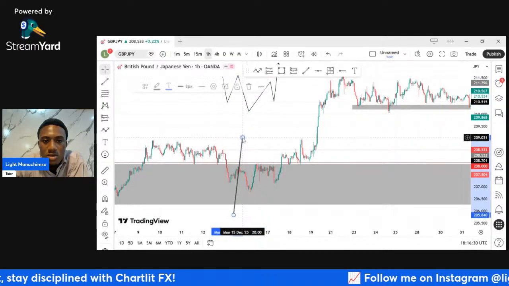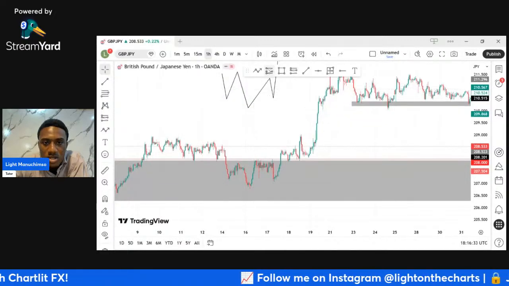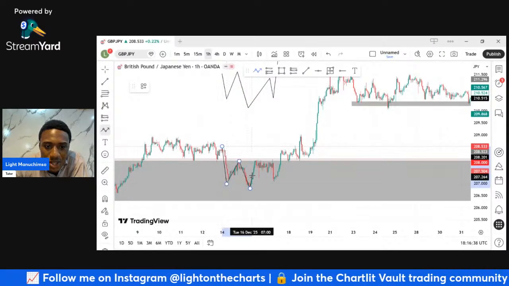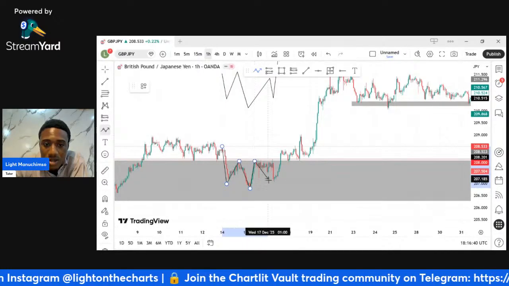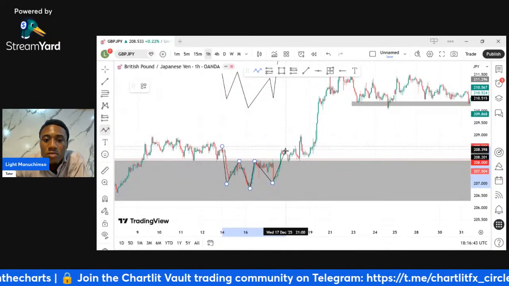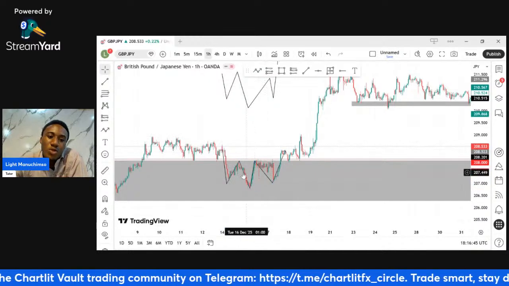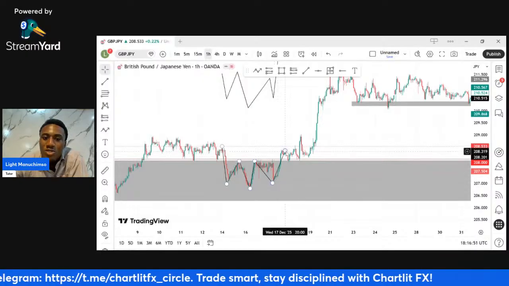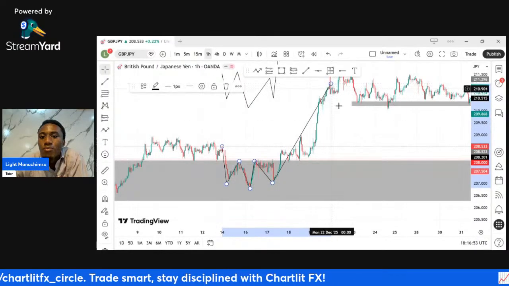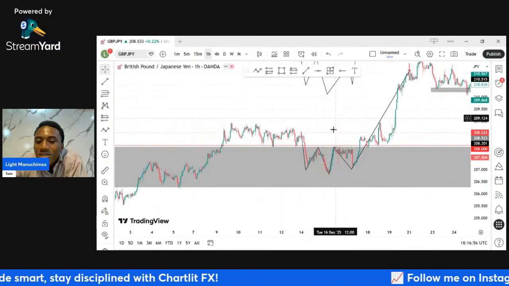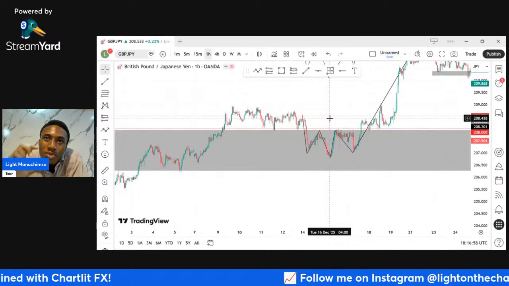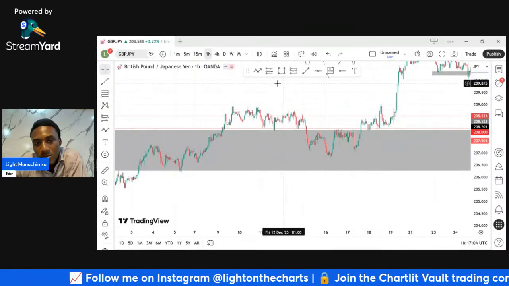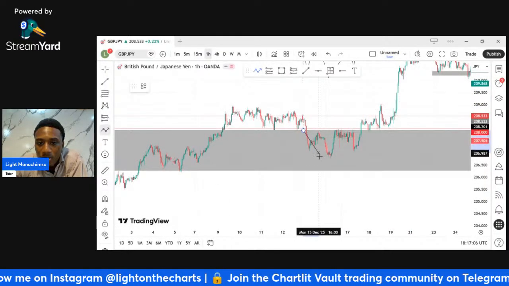Let's see. Is it a reverse head and shoulders? For me, this looks more like a W pattern. And then this looks more like shoulder, head, shoulder, continuation. Can you see? But inside a head and shoulders pattern, we always see mini W patterns inside the head and shoulders pattern, right? So we can see this is a W pattern.